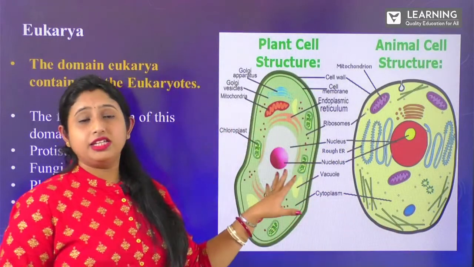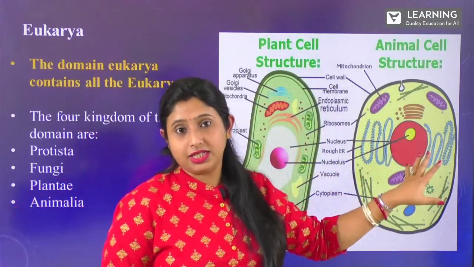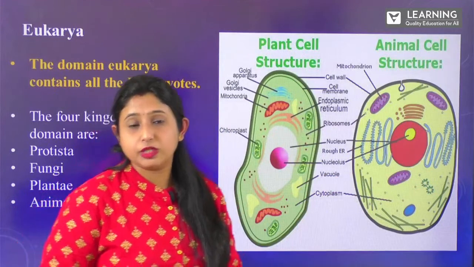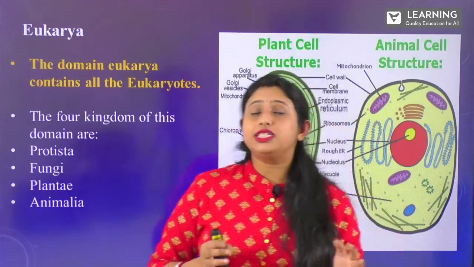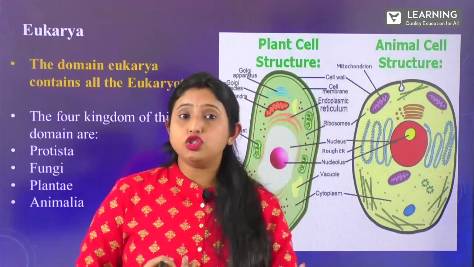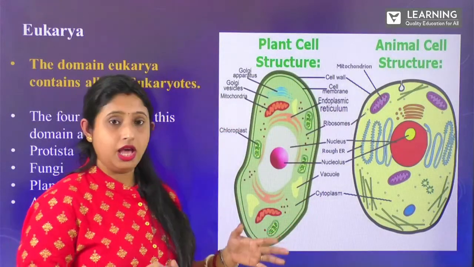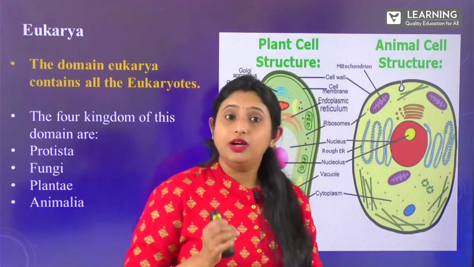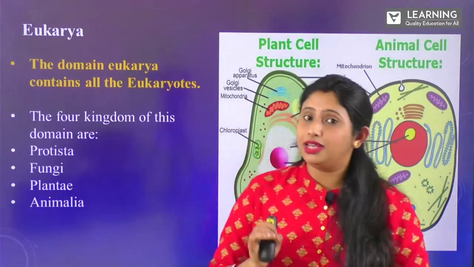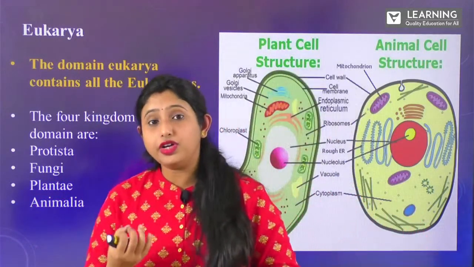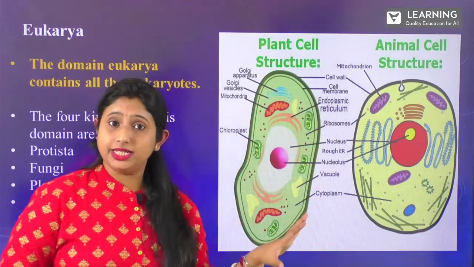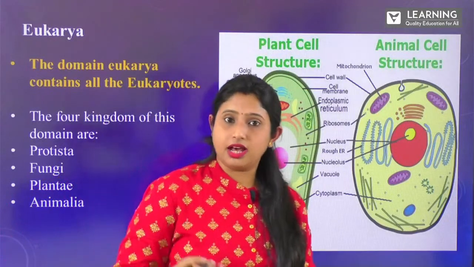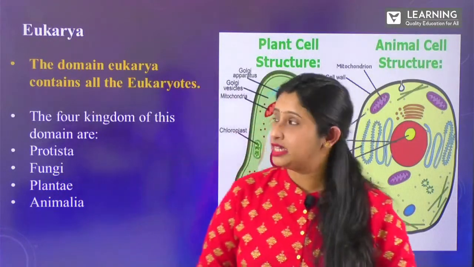So here you can see the plant cell and the animal cell. So what is the difference between this plant cell and animal cell? In plants, we will see a cell wall, and they also have a large vacuole. Whereas in animals, we do not see a cell wall. They lack the cell wall and they have a small vacuole. So we will study this in the later classes. You have a different chapter for that.